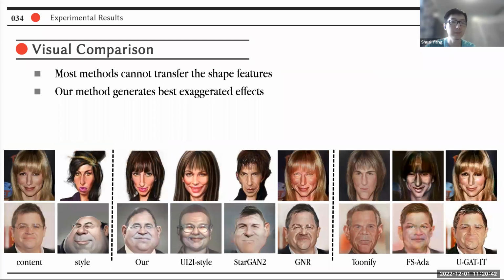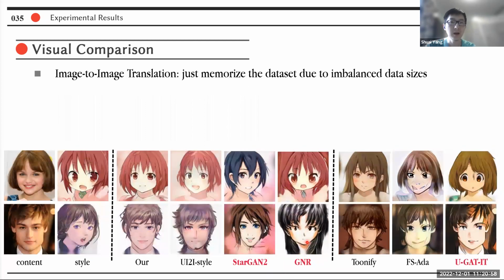Here are more challenging caricature styles. We can see most methods fail to transfer the exaggerated face shapes. Our method can generate the best exaggerated shapes as the exemplar styles. On anime styles, due to the imbalanced datasets, that is, the source domain has thousands of images, while the target anime domain only has hundreds of images, some image-to-image translation methods just memorize the small dataset.